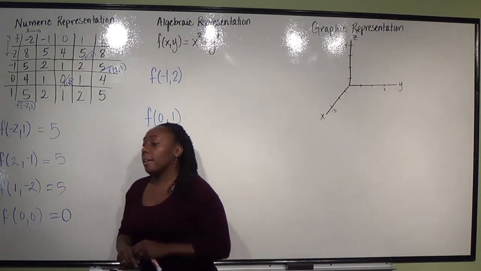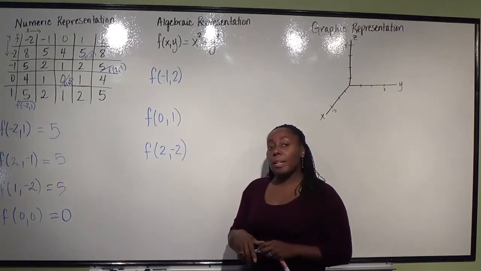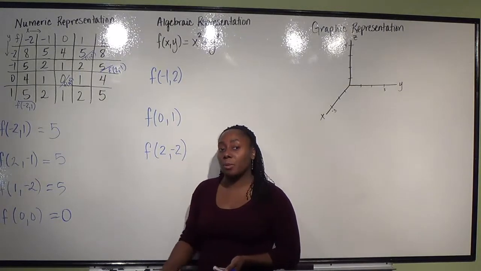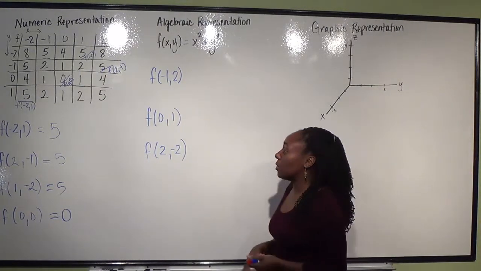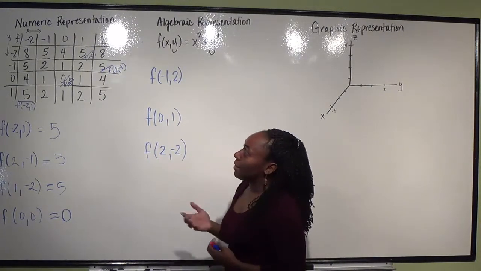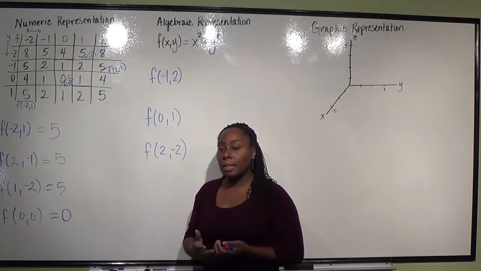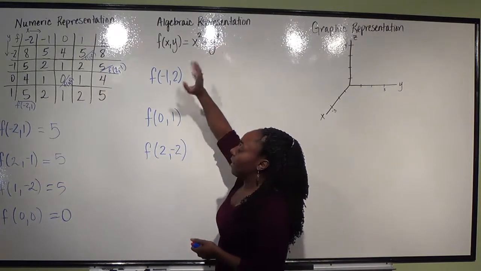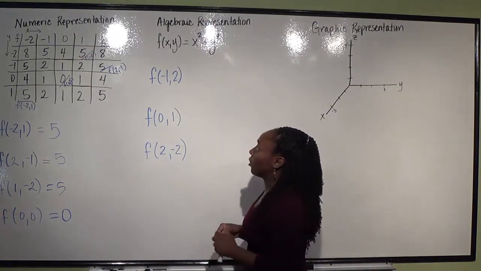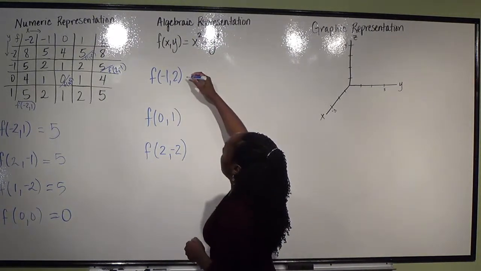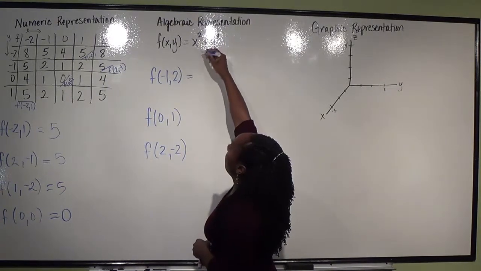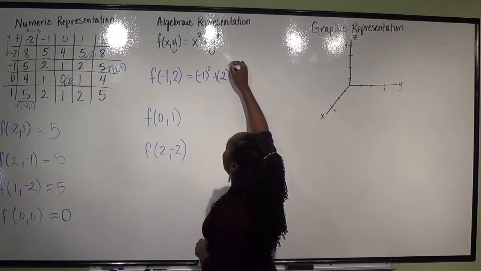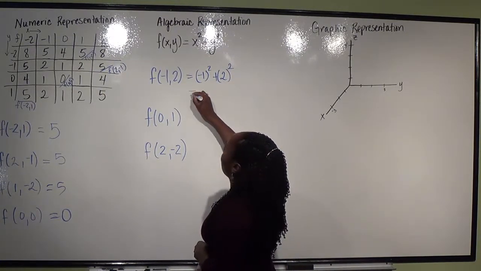Okay? If I'm looking at the algebraic side of the function, again, I'm going to be asked to evaluate, just like we saw in the last few examples. The difference now is I can actually do this algebraically. I can take my function, x squared plus y squared, and I can put in the values and actually evaluate. So here we can see f of -1, 2 means I'm putting in -1 for x and 2 for y, and then I'm going to square each of those to get my value.